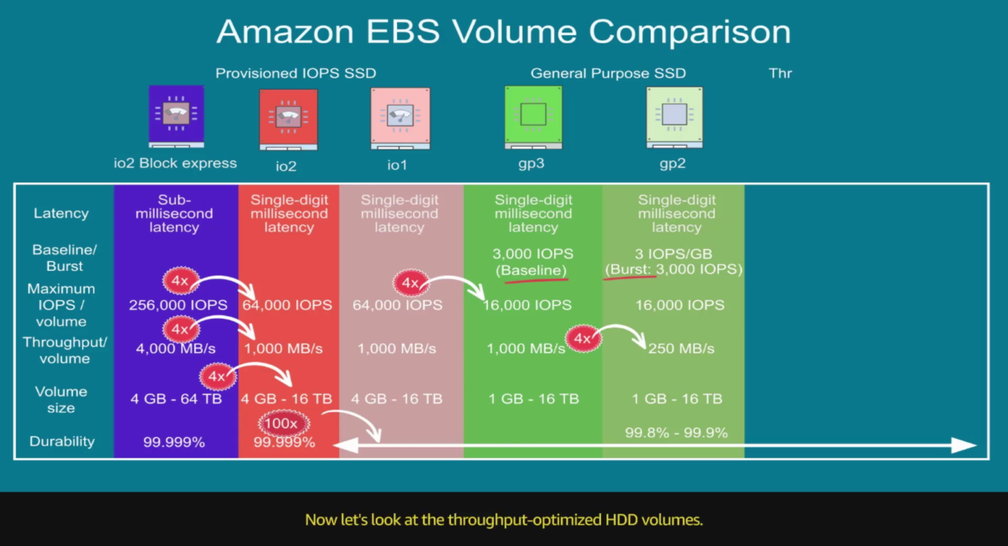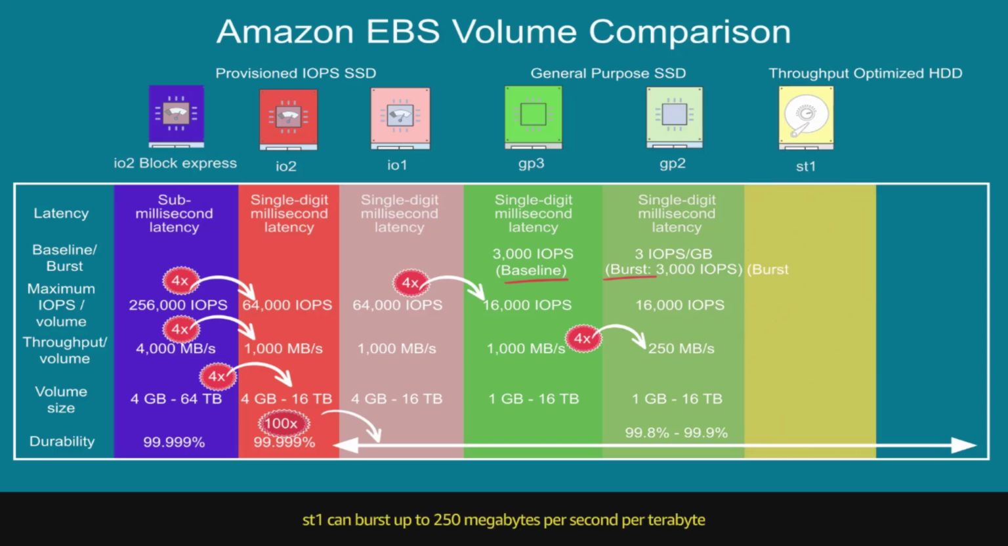Now let's look at the throughput-optimized HDD volumes. ST1 can burst up to 250 megabytes per second per terabyte, with a baseline throughput of 40 megabytes per second per terabyte. It offers a maximum throughput of 500 megabytes per second, and up to 500 IOPS per volume.